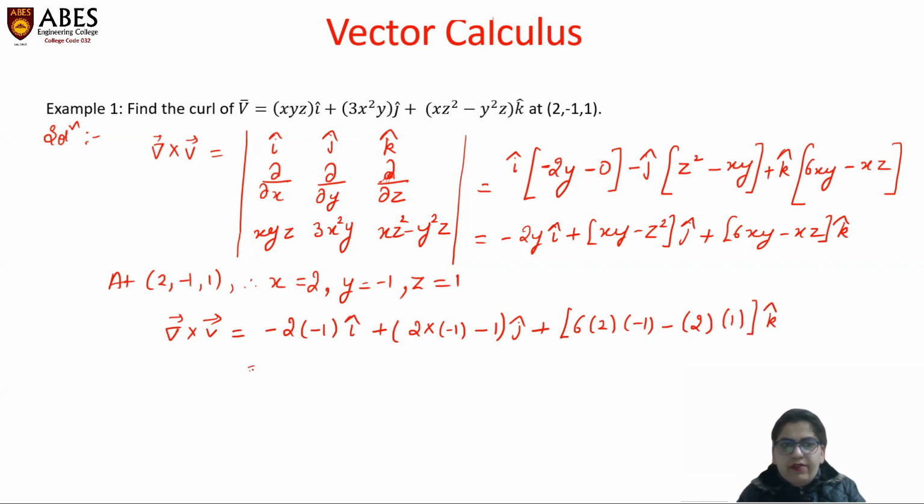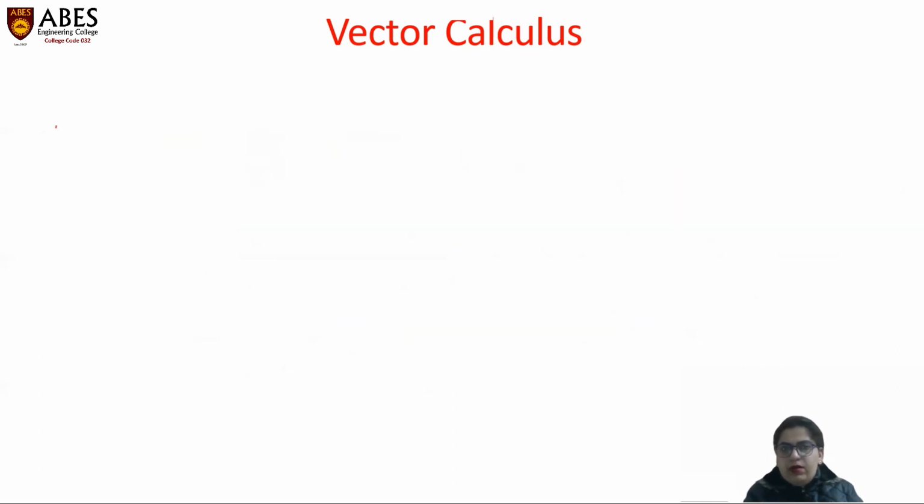So here we have the value of 2 i cap plus minus 3 j cap plus 12 and 2, 14 k cap. So this will be the answer for example 1.